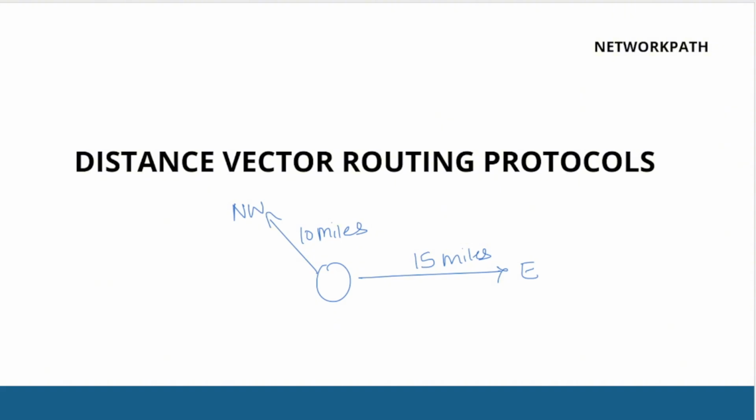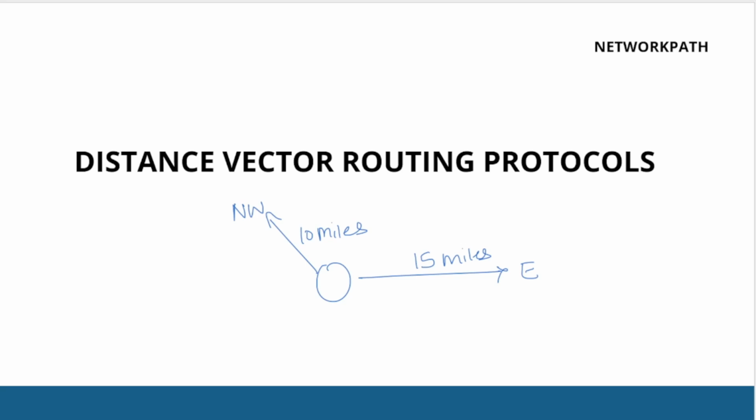Now the foundation of distance vector algorithm comes from the work of Bellman and Ford. These were two scientists, and that is why this distance vector routing protocol is called the Bellman-Ford algorithm as well. There's also a protocol, EIGRP, which has a different sort of algorithm, developed by someone else. We'll talk about EIGRP in detail in a different video.